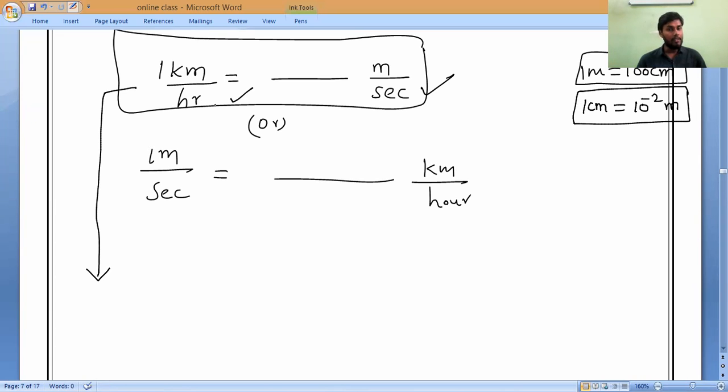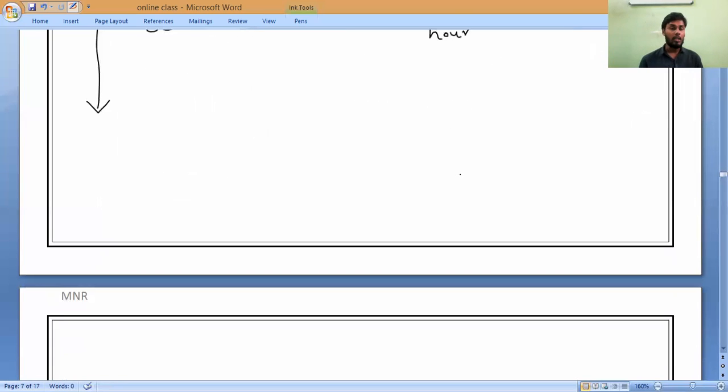Yes, sir. In the same way, now I will find the relation between kilometer per hour and meter per second. If I reverse it, then I will get 1 meter per second in kilometer per hour. Is it right or wrong? Yes, sir. That's all. Now, we want to convert 1 kilometer per hour into 1 meter per second. Is it okay, guys? Right or wrong?